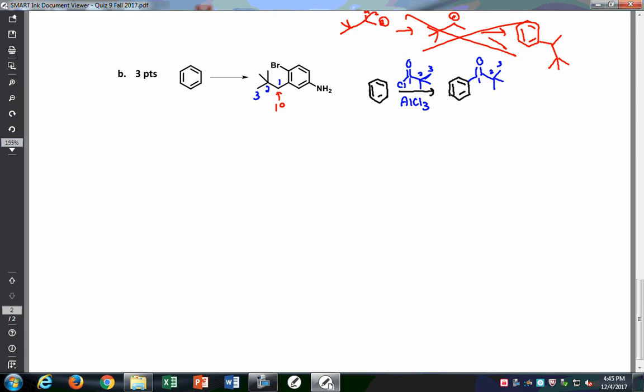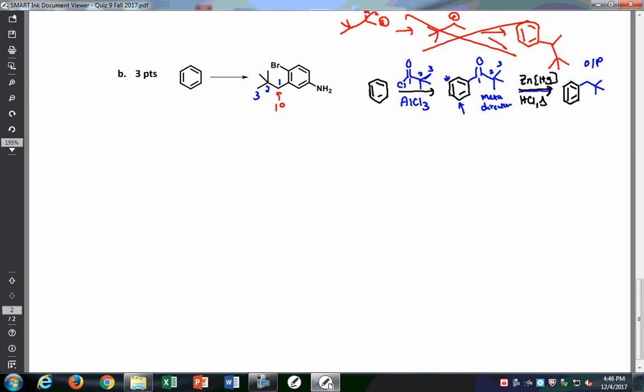Now, the acyl group is electron withdrawing, so this is a meta-director. Just keep that in mind. Then eventually we're going to have to reduce that. And this is the one that takes more energy, the zinc and mercury with HCl and heat. If we just use zinc and HCl, it's not enough to reduce it. So that gives us what we want in that primary position. And now this is ortho-para directing.